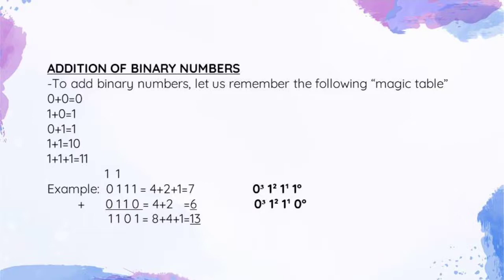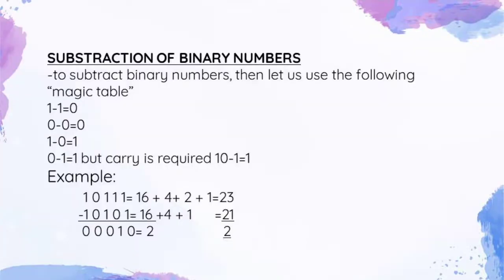The next operation is subtraction of binary numbers. To subtract binary numbers, let us use the following magic table. Just like in addition, we also have a magic table in subtraction. So 1 minus 1 is equal to 0. 0 minus 0 is equal to 0. 1 minus 0 is equal to 1. 0 minus 1 is equal to 1, but a borrow is required. 10 minus 1 is equal to 1.